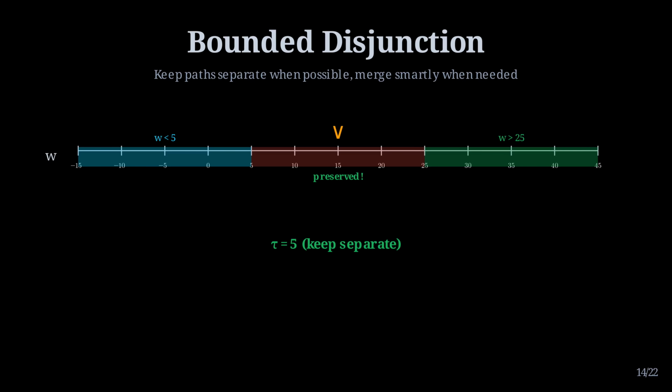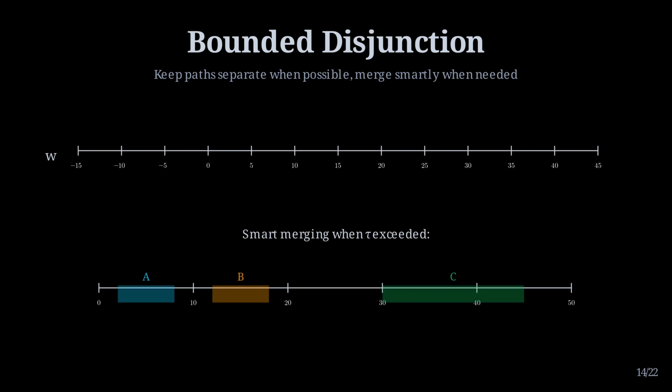Of course, paths can accumulate. You can't keep every disjunct forever. When the count exceeds tau and merging becomes necessary, Beacon doesn't merge arbitrarily. It evaluates every possible pair and selects the one whose merge introduces the least precision loss, measured by a distance metric that sums the interval gaps across all the shared variables. The pair with the smallest gap gets merged and everything else gets separated.